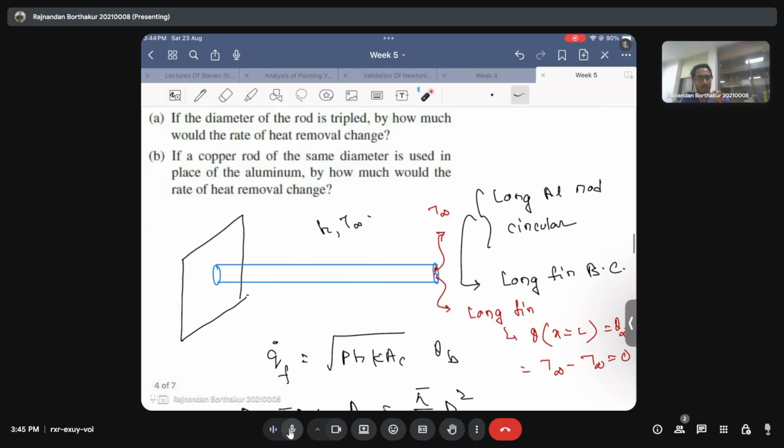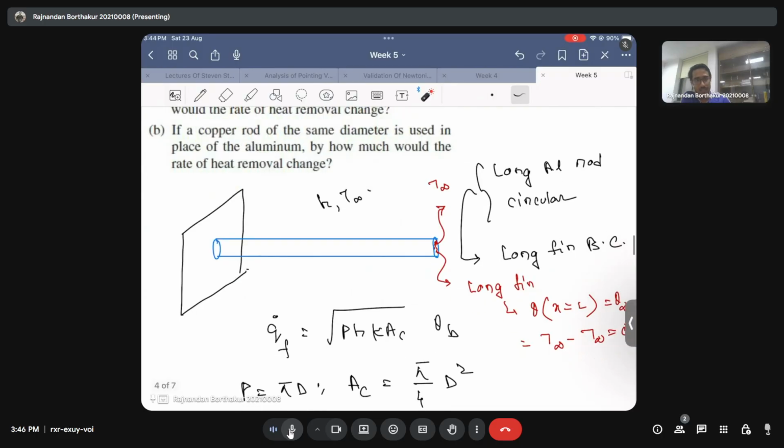Again I repeat, this means that the fin is so long that all of the heat that the fin has carried from the wall will dissipate from its lateral surface. In that context you can say that the tip of the fin is at temperature T infinity only, meaning that your theta, which is just the difference of T minus T infinity, will now be T infinity minus T infinity, because the tip itself is at temperature T infinity. Which means theta at x equal to L is just 0 basically. That is the implication of a long fin.